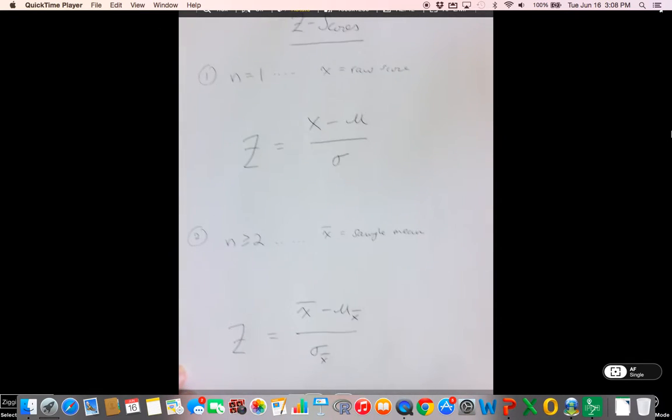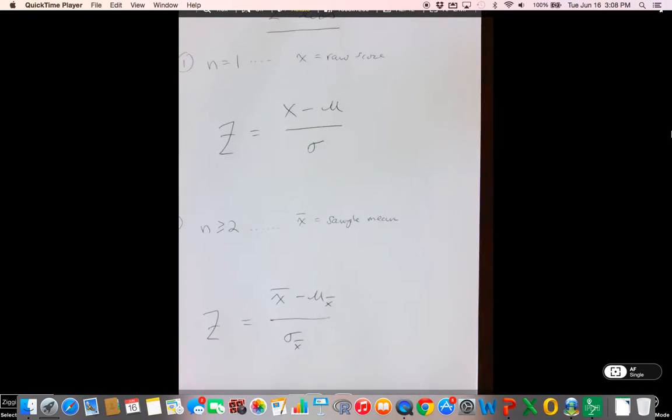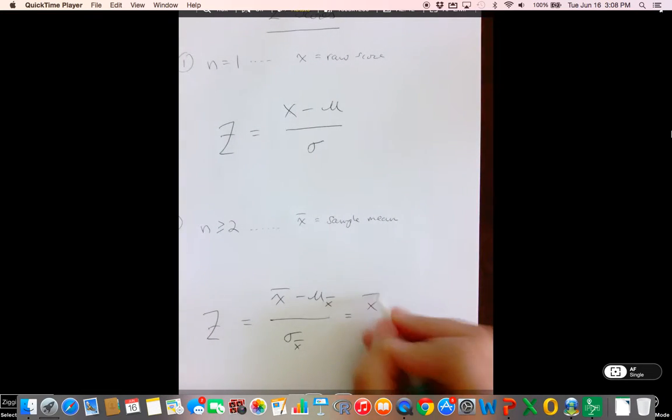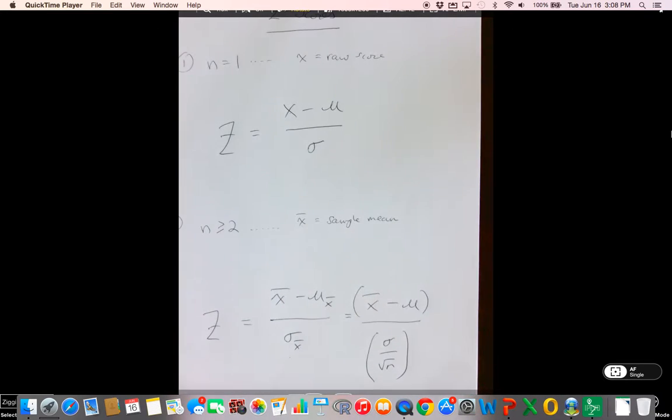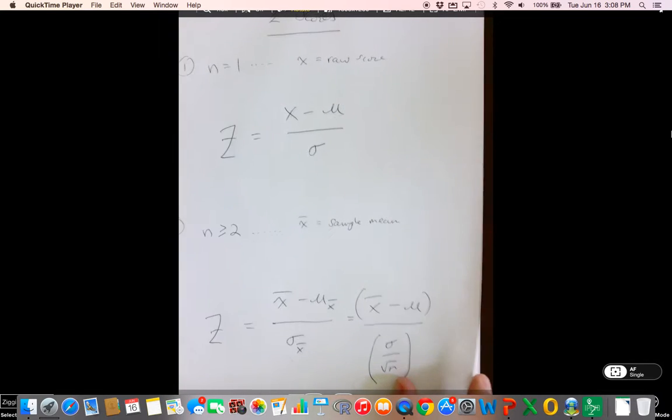Sigma sub x bar. Guys, the central limit theorem tells us that mu sub x bar is exactly mu, and sigma sub x bar is sigma divided by the square root of n. I'm going to put parentheses around that because that sometimes turns out to be an issue with students. All right, guys, let's start working some stuff.